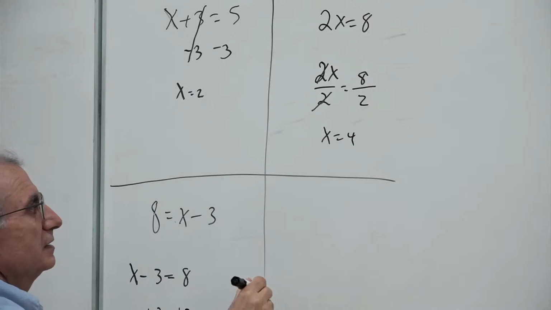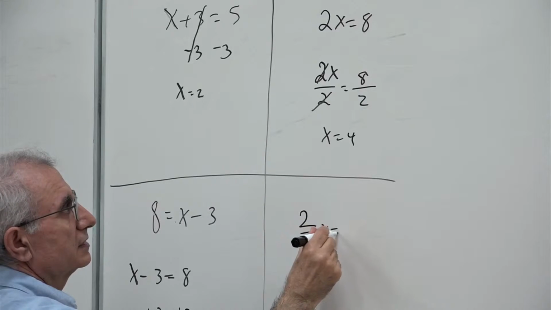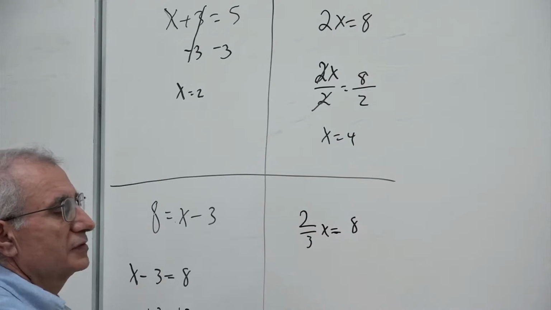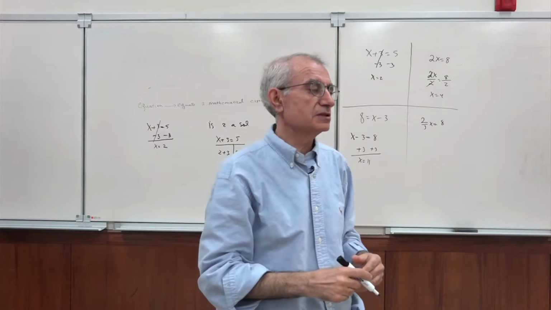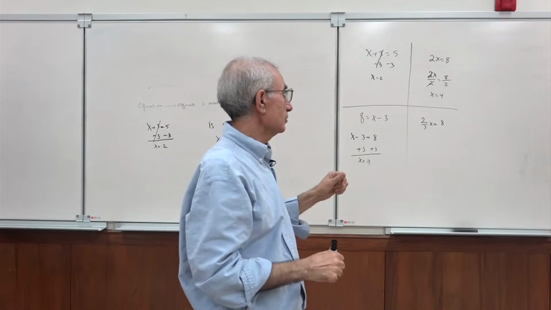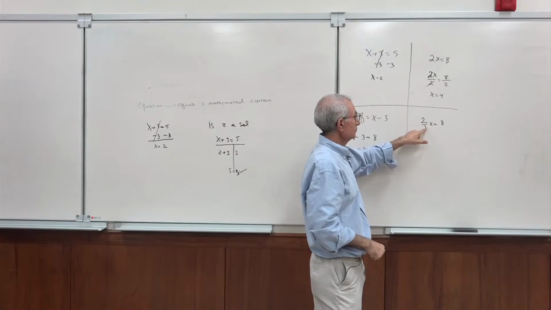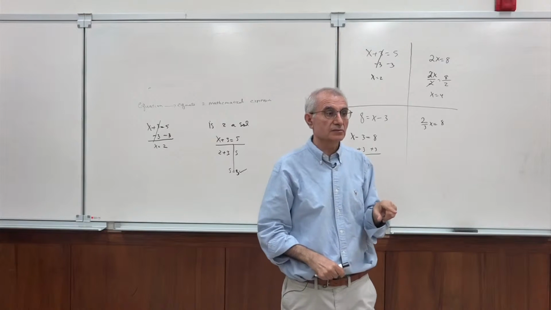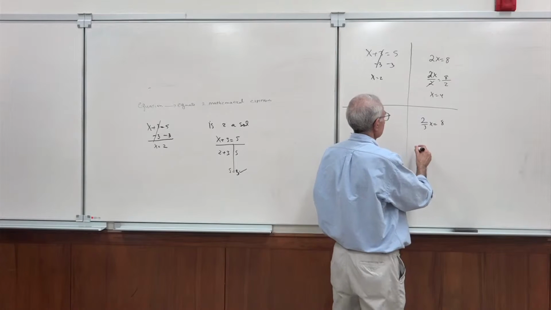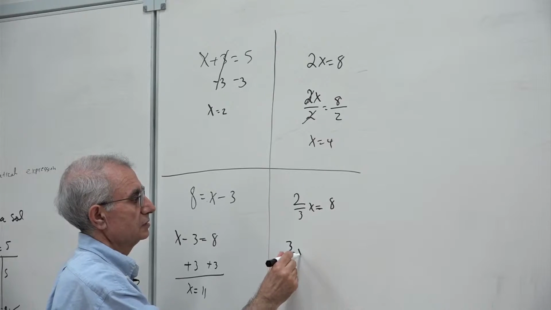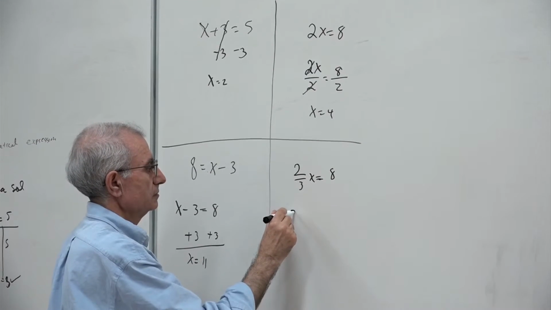And if I have a fraction next to the variable, let's say you have 2/3 x equal to 8, to solve for x, I can either divide both sides by 2/3, but for simplicity, I can also multiply both sides by the reciprocal of this number. The number that comes before the variable is called the coefficient. So I can multiply both sides by the reciprocal of the coefficient, which is 3 over 2. Multiply both sides by 3 over 2.